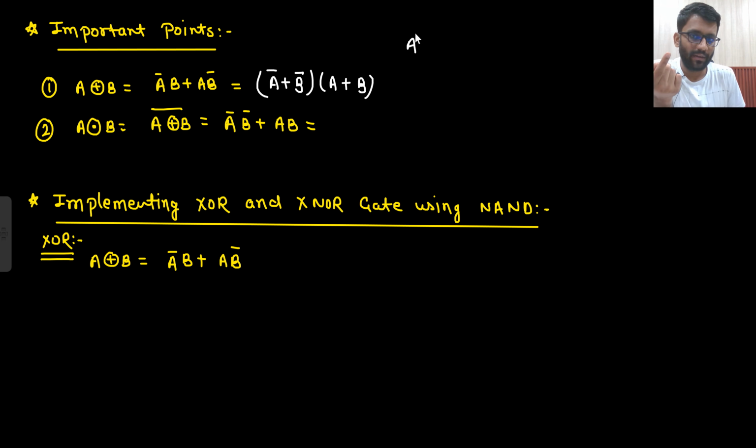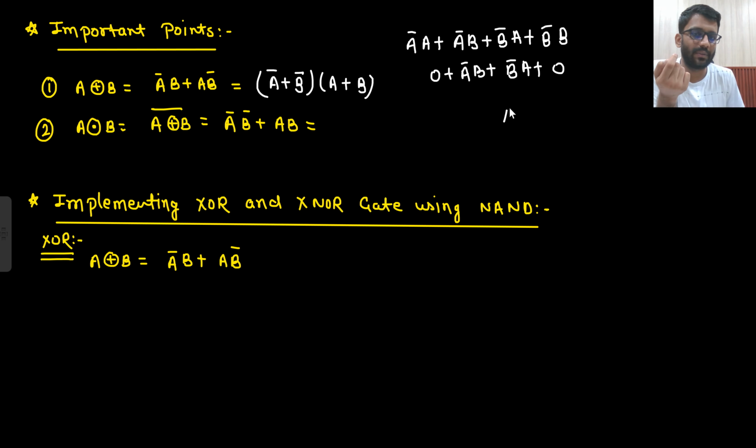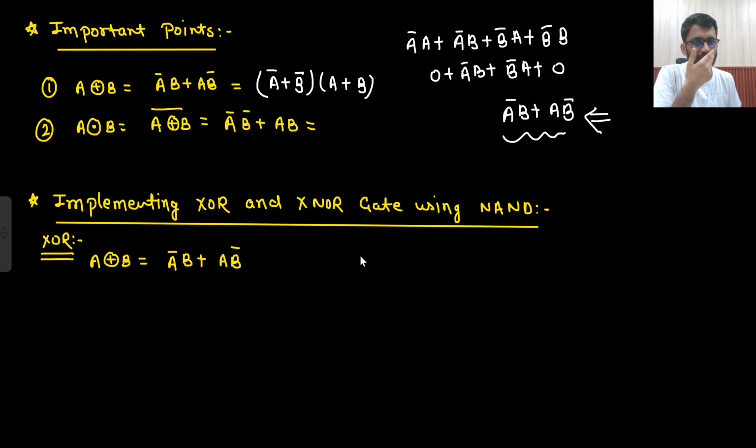A bar into A, plus A bar into B, plus B bar into A, plus B bar into B. A bar into A is 0, plus A bar B, plus B bar A, and B bar into B bar is 0. So A bar B plus A B bar. This is the answer. So these two are the same.